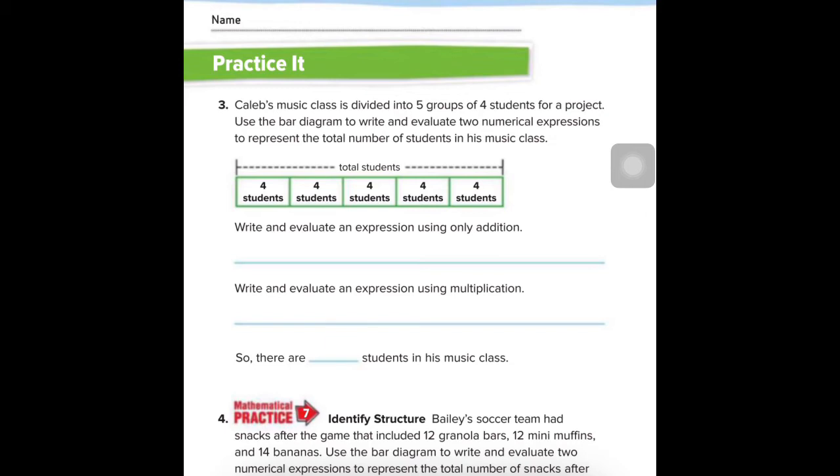This one's going to be a long one, so we have to write 4 plus 4 plus 4 plus 4 plus 4. And let's see, that's 1, 2, 3, 4, 5. So 5 times 4 is 20. That took a lot of work. Now write it using multiplication. This one's going to be so much easier. 5 times 4 equals 20. Easy peasy lemon squeezy. 20 students in the class.